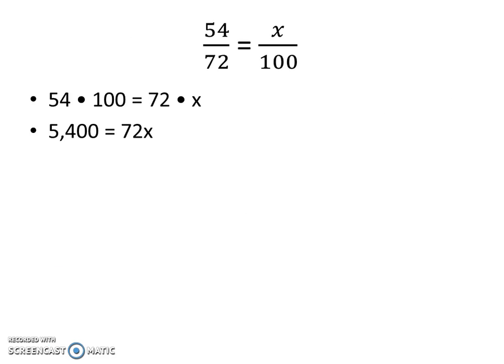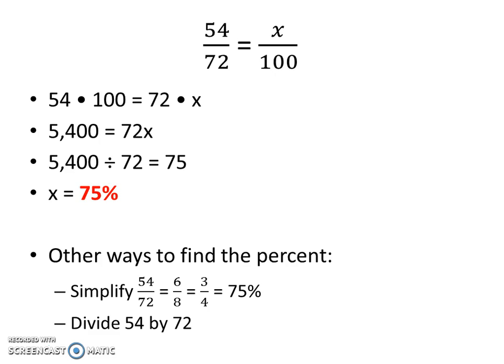54 times 100 is 5,400. 72 times x is just 72x. Now to get x by itself, we divide both sides by 72. So 5,400 divided by 72 equals 75, which will be 75%. Other ways that we could find this percent is we could simplify 54 over 72 by scaling down by 9 to get 6/8, and then scaling down by 2 to get 3/4, which we have memorized and know that's 75%. Or we can divide 54 by 72 to get the decimal, then change it to a percent. Any of those strategies works.